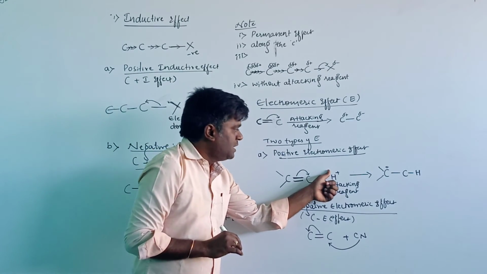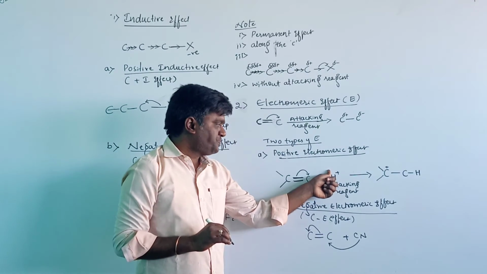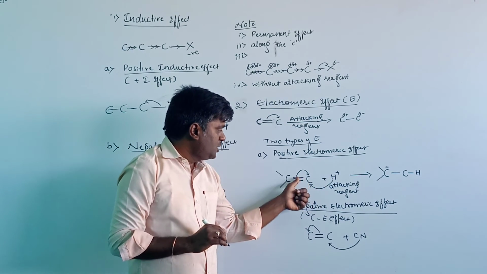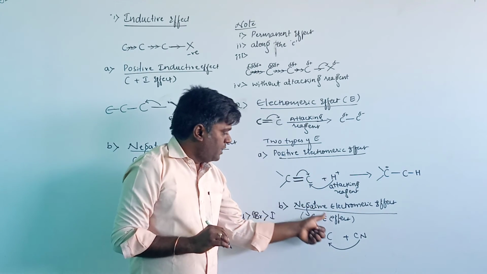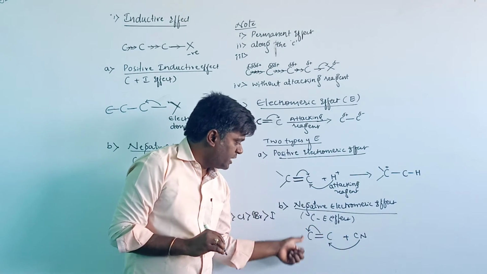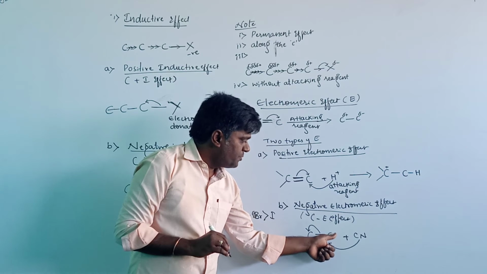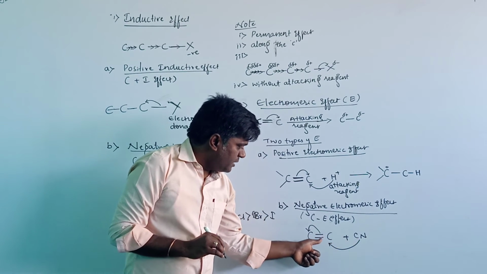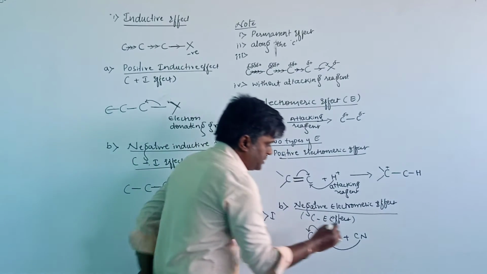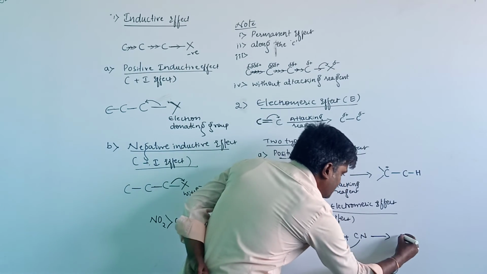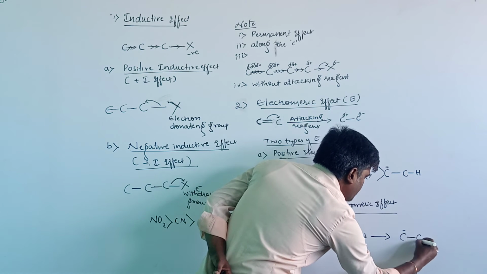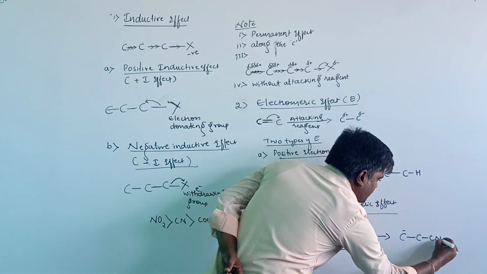Here the hydrogen is less electronegative, therefore the displacement of electron will take place towards the attacking reagent. And here the electronegativity of cyanide is more when compared to this carbon. Therefore, the displacement of electron will take place away from the attacking reagent. Then it will produce this, that is, here negative charge, then here cyanide.